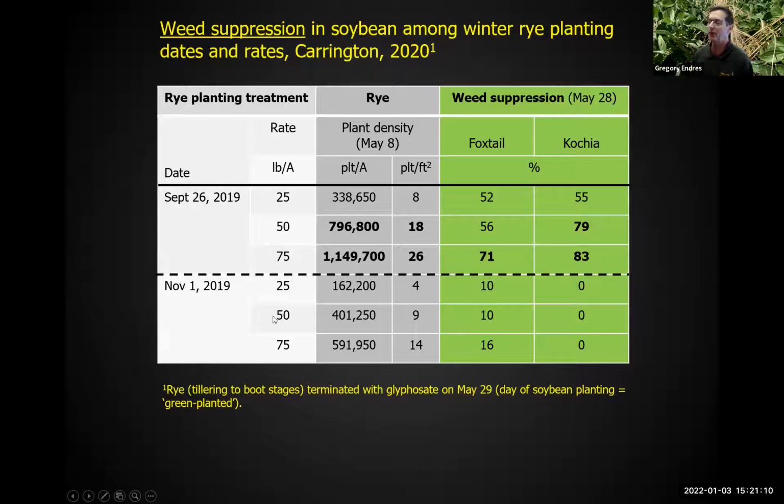Also note that when we planted late, even though we achieved some populations that were similar to the earlier planting date, but a lower rate, note that weed suppression was very low. And that's because of planting so late, there was no fall growth, and the growth was delayed in the spring. So that's why the difference, even though plant densities are similar, weed suppression was poor.